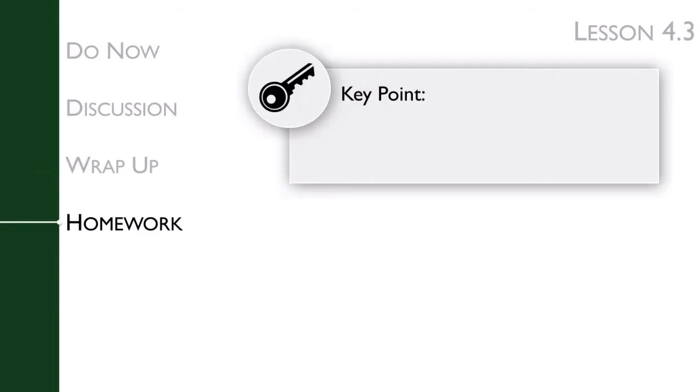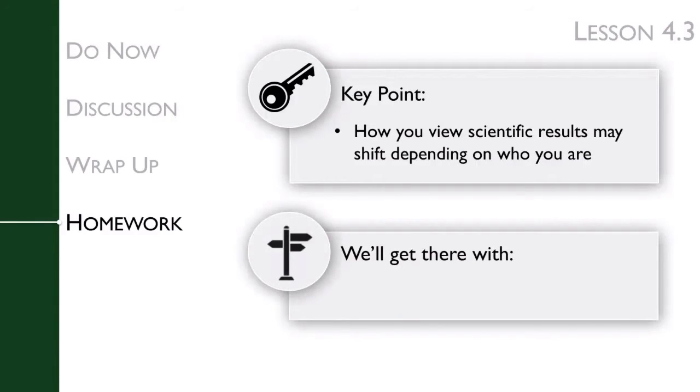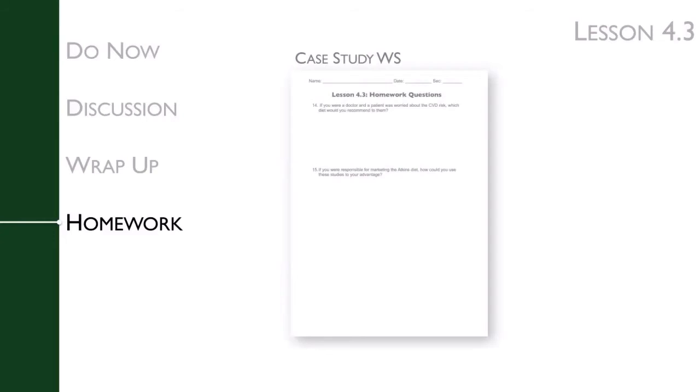The key point of this lesson's homework is how you view scientific results may shift depending on who you are. We'll get there by having students complete their case study worksheet. Students will answer the homework questions on the worksheet in which they are asked to evaluate the data as different stakeholders. Students should use the results from the case study to act as a physician making recommendations to a patient, and to form a marketing campaign to advertise the healthfulness of the Atkins diet.